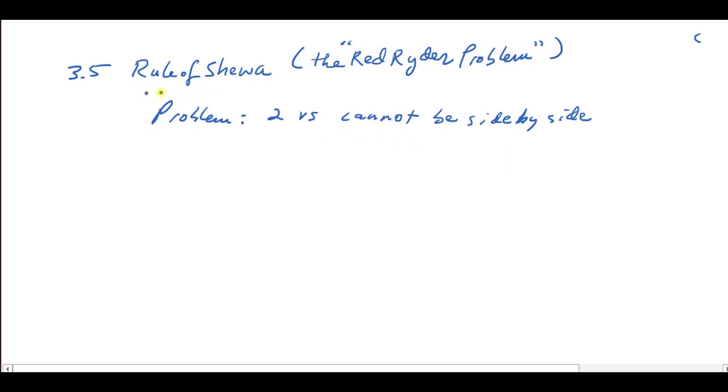And the way it's resolved is referred to by grammarians as the rule of Shava, and it is referred to by Dr. Marshall as the Red Rider problem. And in order to introduce the Red Rider problem, I have to explain to you what the concept of a Red Rider is. Now, many of you may be familiar from your childhood with BB guns, and Daisy was a company that made the Red Rider BB gun.